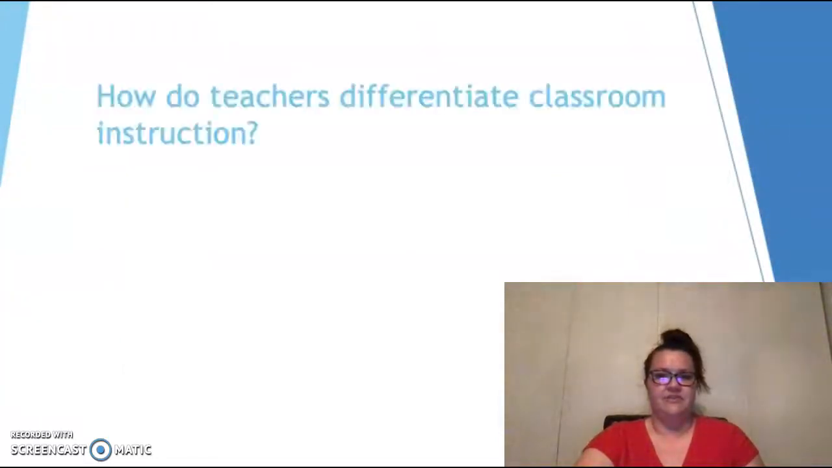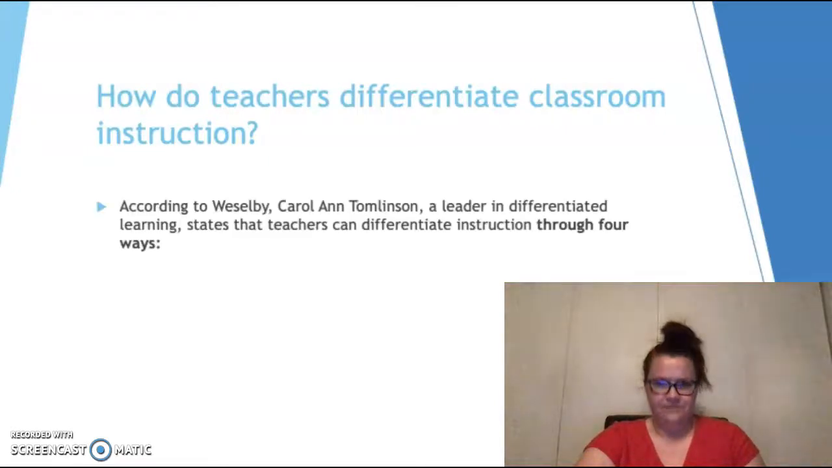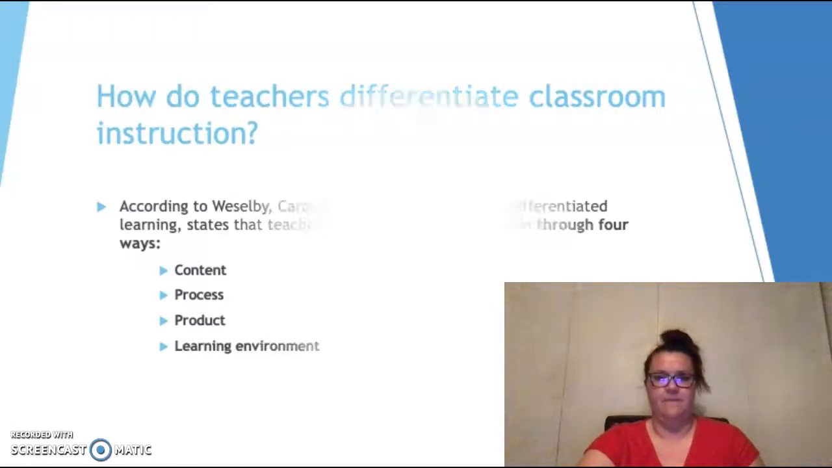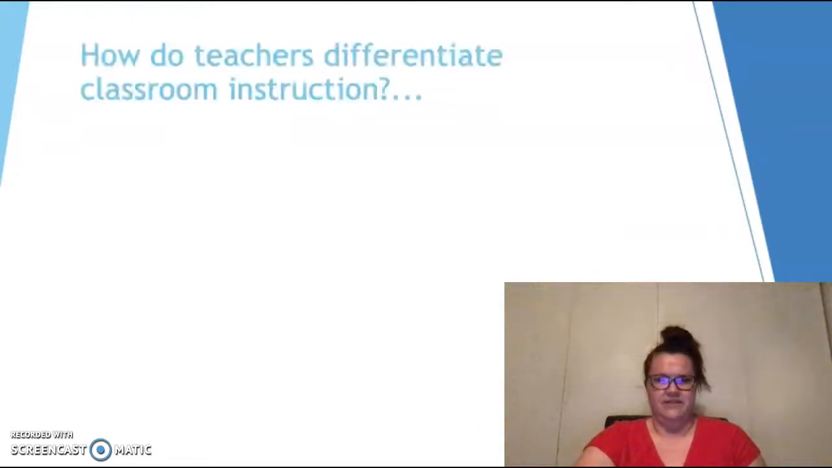Next, how do teachers differentiate instruction? According to Wesselby, Carol Ann Tomlinson, a leader in differentiating learning, states that teachers can differentiate instruction in four ways. First, content, process, product, and then the learning environment. So first we have content.